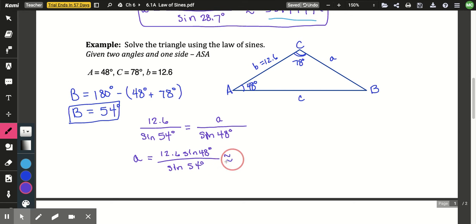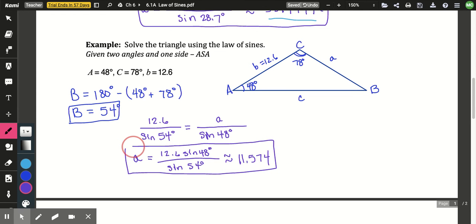And then I would put that in my calculator. And I should be getting 11.574. This time I have no label to put on it because there was no label on the side that they gave me. So this would have to be just a purely mathematical calculation. Or just be units if you feel like you need to have something on there. Okay, so we've got two of the three pieces of information that we need to solve this triangle.